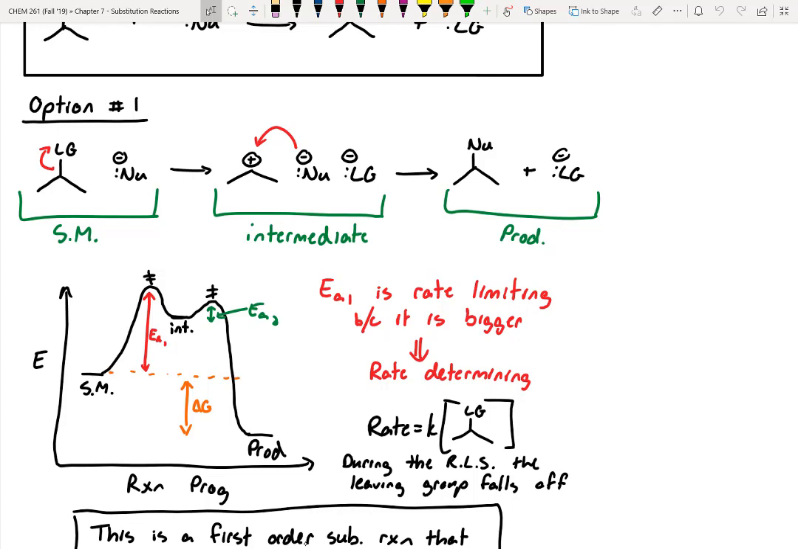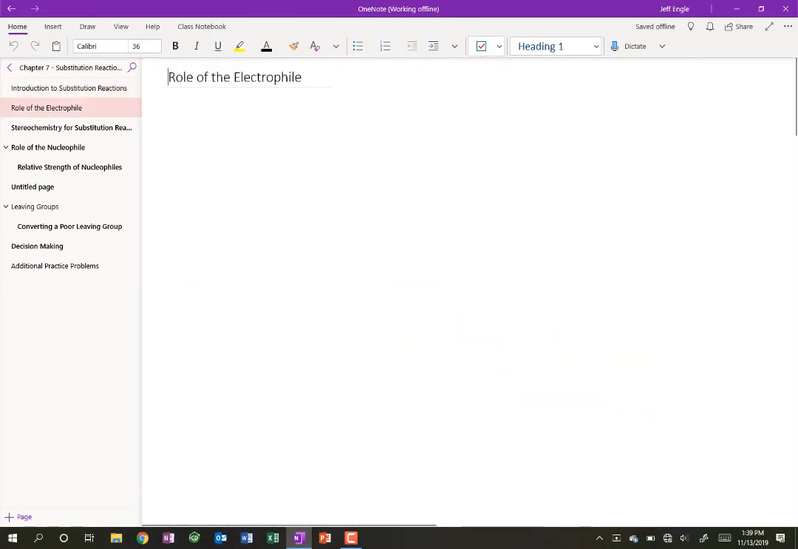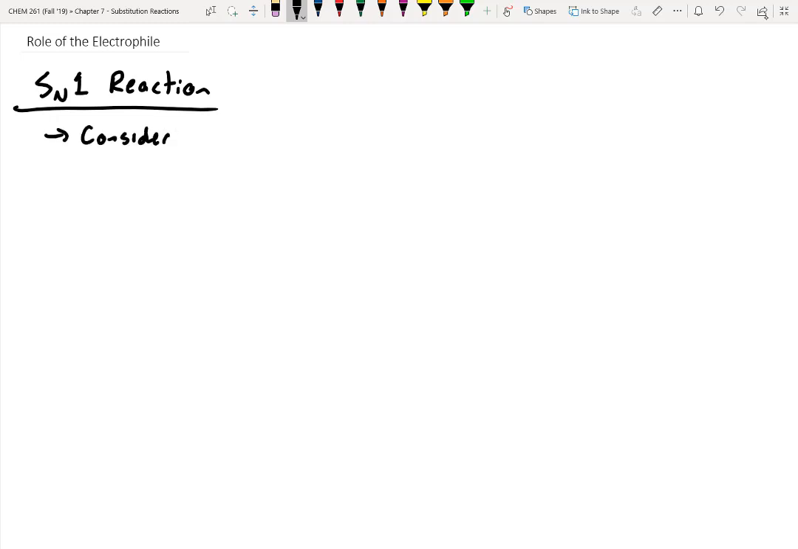All right, so today what we're going to do is investigate this in a lot more detail. We're going to look at the role of the electrophile. I'm going to start with the SN1 reaction. And what I want us to do in this one is consider the starting material, and I'm going to abbreviate that as SM, with the leaving group attached. And I'm going to give us two options. Option A up here versus option B.